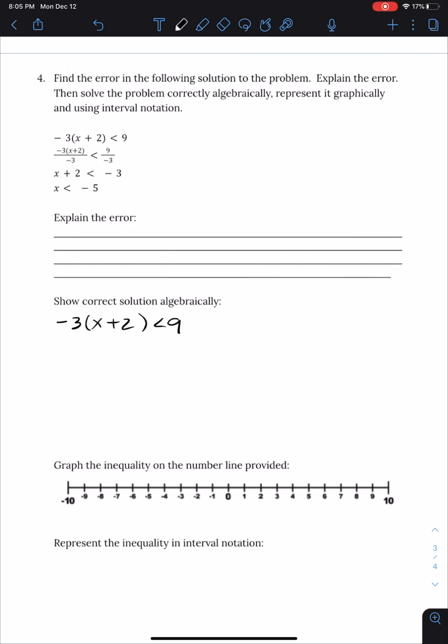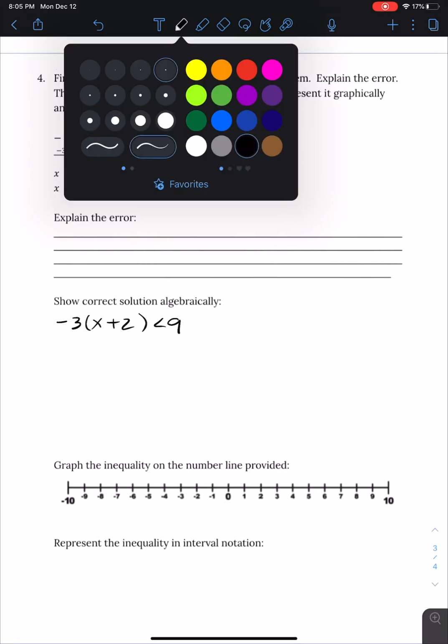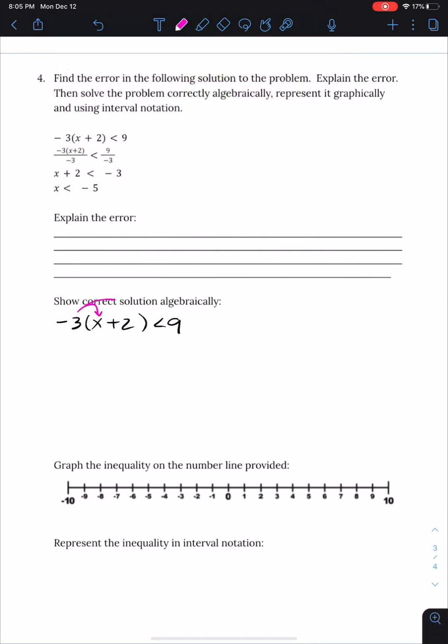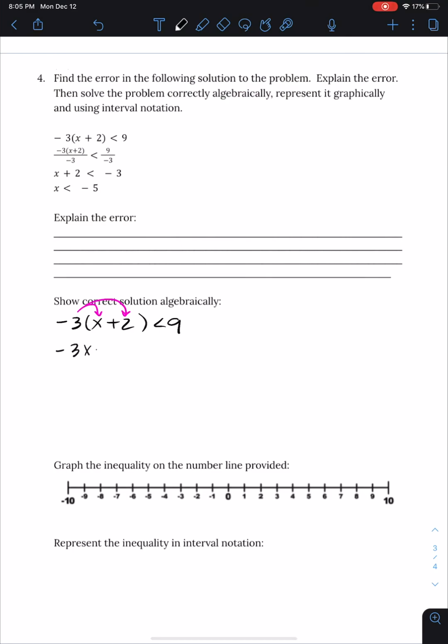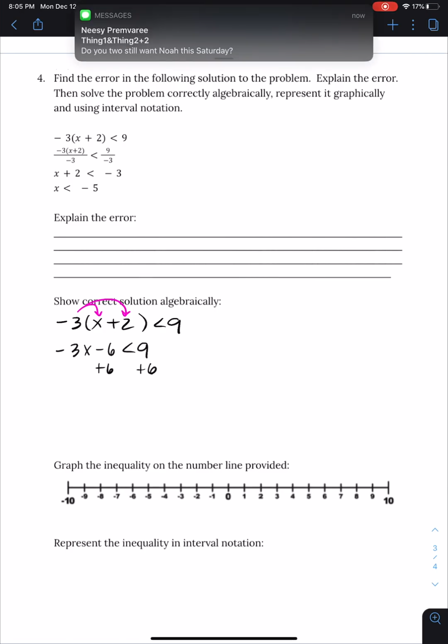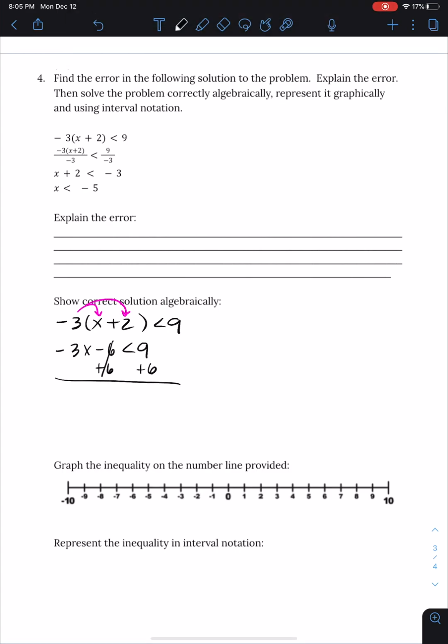So here in this scenario, what I would do first is probably distribute the -3 into both parts of the expression. So we have -3x minus 6 is less than or equal to 9. And now I'm going to solve this inequality by isolating x. So I'm going to add 6 to both sides. These would cancel out. And we would get -3x is less than or equal to 15.